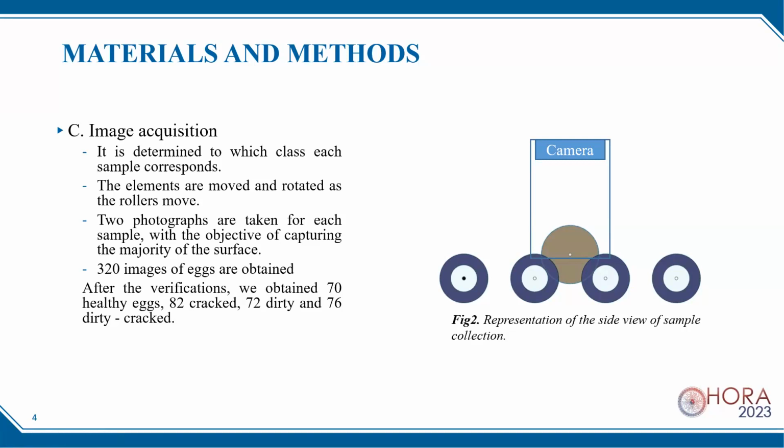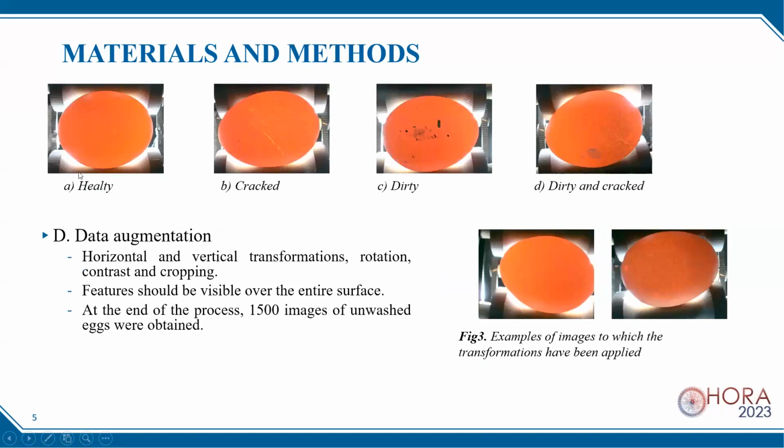320 images of eggs are obtained. After the verification, we obtain 70 healthy eggs, 82 cracked, 72 dirty, and 76 dirty cracked. This is the representation of the side view of the sample collection. And in the materials and methods, healthy, cracked, and dirty cracked eggs. This is for examples.